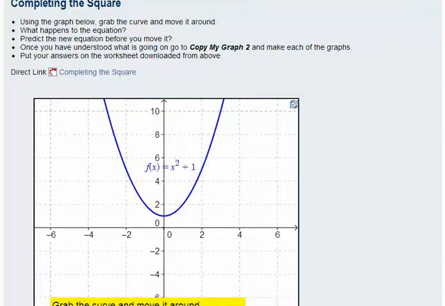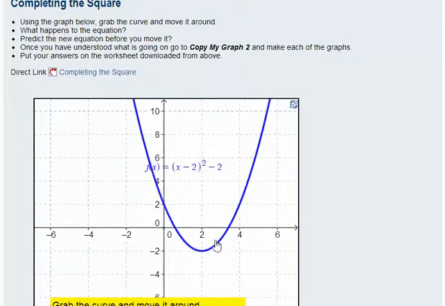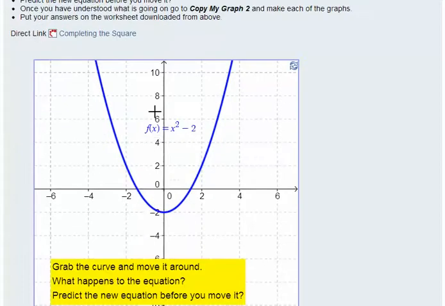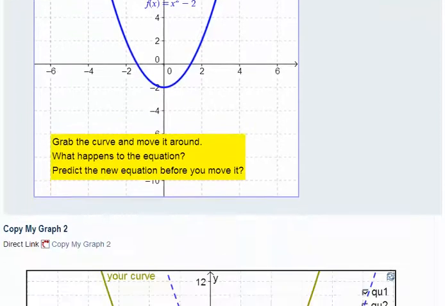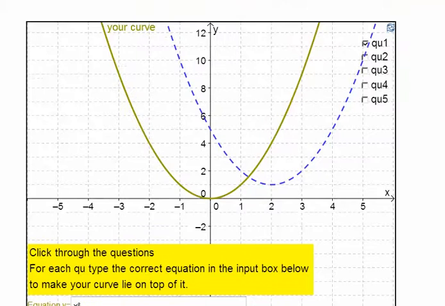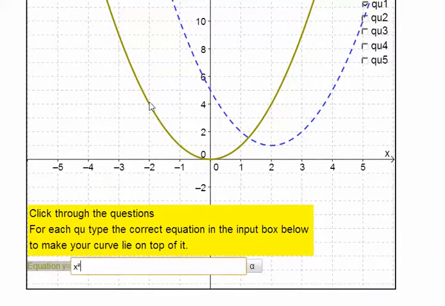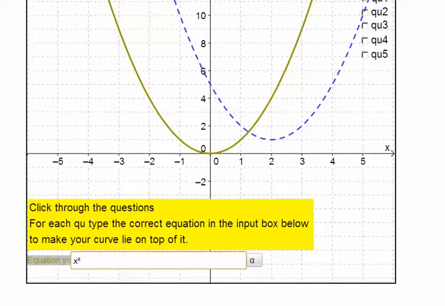the square form of a graph. We take hold of the graph here, and I'm just going to drag it around the screen, and I'm looking at what happens to the equation of the graph. Once we feel we understand that, there are some more questions to try, and again you've got to put in the correct equation in this input box here to control the position of the gold graph, and again make that lie on top of the dotted one.